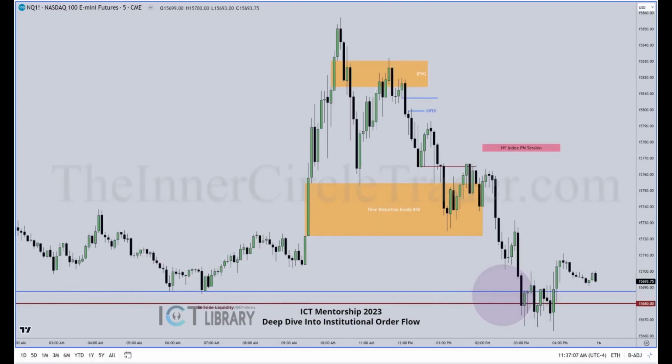Let's take a closer look. 5-minute chart on the NASDAQ. Here's that price run here. Then we have this buy side imbalance, sell side inefficiency. We'll get to that in a moment. And then we run up. We have a blow off move, and then we break down.